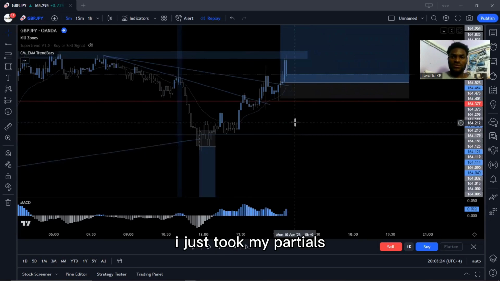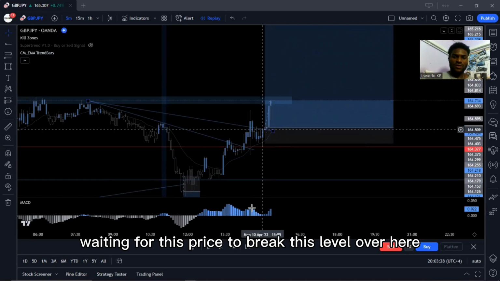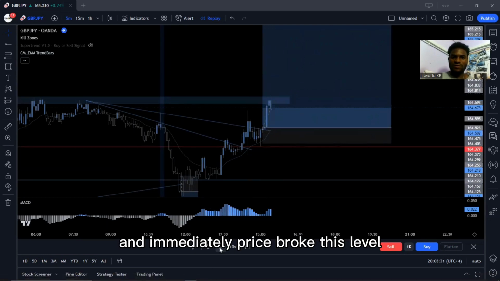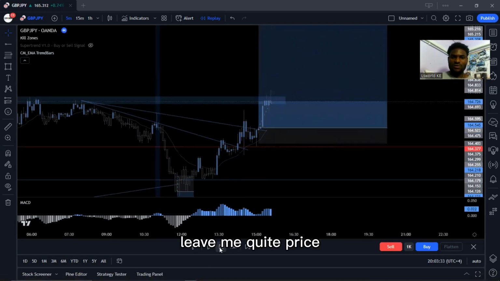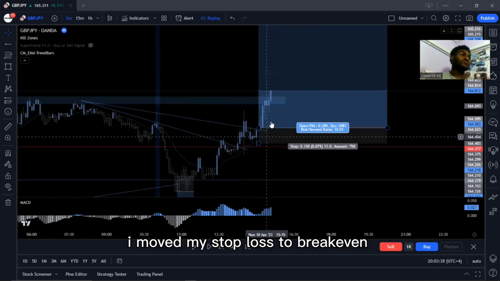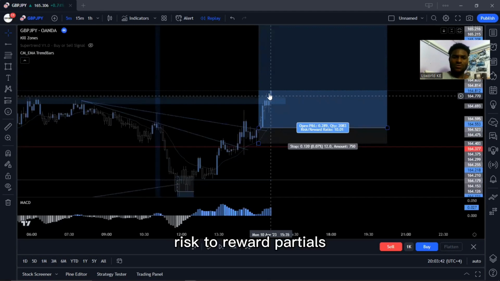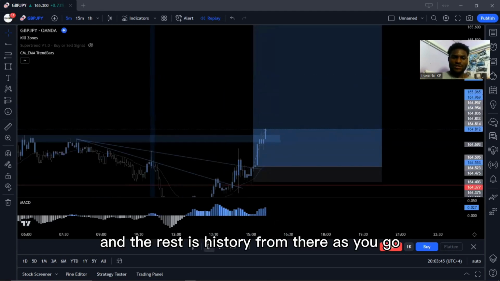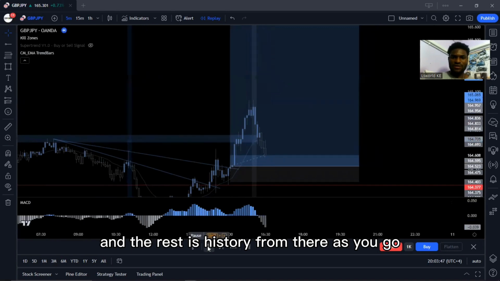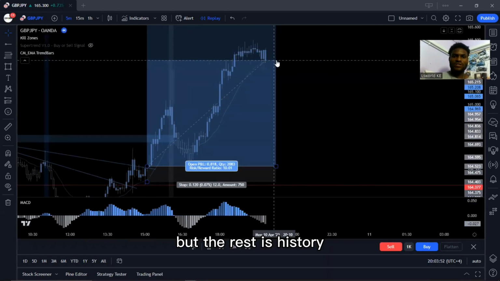I just took my partials. I took partials actually waiting for price to break this level over here, and immediately price broke this level. Immediately price closed above this level, I moved my stop loss to break even. Then I took partials over here, 1:2 risk to reward partials, and the rest is history from there. As you go, yeah, price almost took me out over here, but the rest is history.